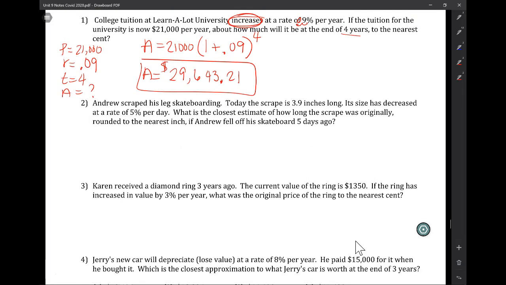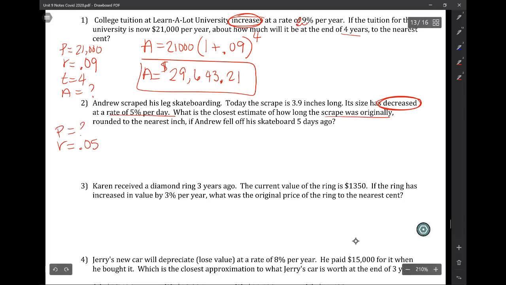Let's take a look at number 2. Andrew scraped his leg skateboarding. Today the scrape is 3.9 inches long. Its size has decreased at a rate of 5% per day. So my rate is 0.05. What is the closest estimate of how long the scrape was initially? That sounds like an originally or initial whatever.